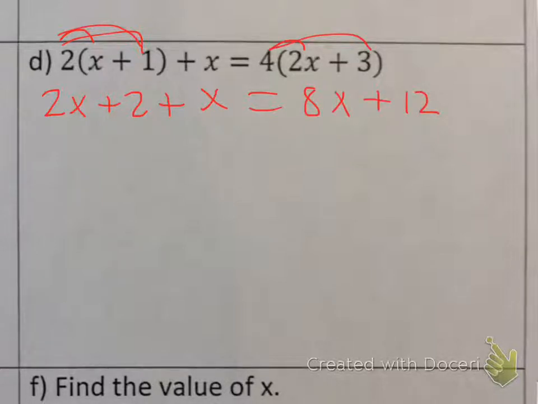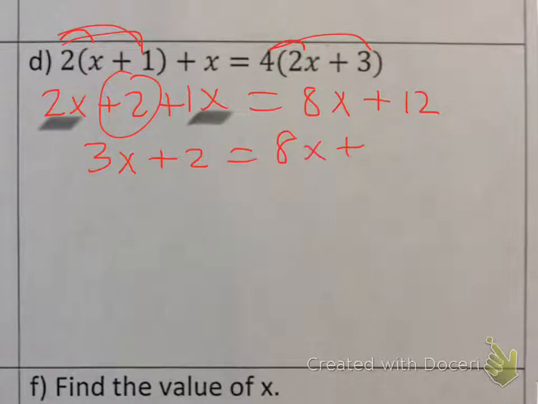Okay, when I have distributive property that I have to multiply through, the next thing I want to check and see is if there's anything that I can add together before starting to move things. So on this side, I have that 2x and that x that are like terms. 2x plus 1x is actually 3x, so I'm going to rewrite that as 3x, and then I still have this plus 2. And that way it's just easier to look at and you don't lose any variables.